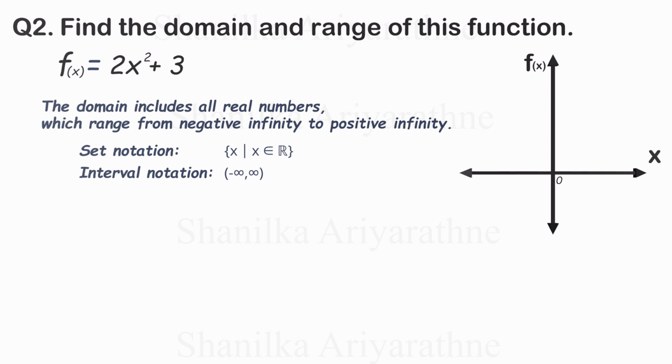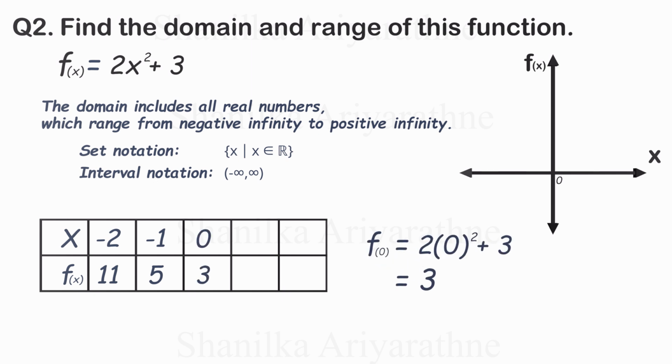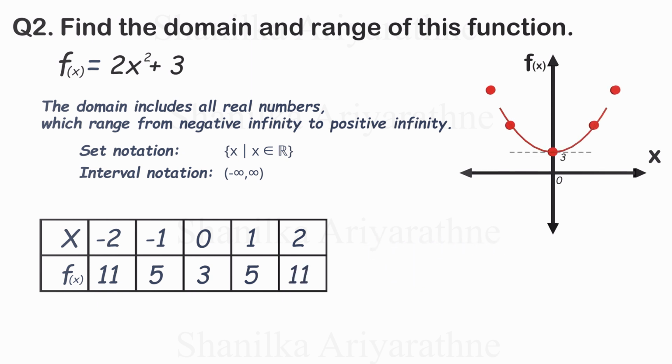This is a quadratic function. Let's substitute some values for x and calculate f(x) to draw the graph. If x is minus 2, f(x) is equal to 11. If x is minus 1, f(x) is 5. If x is 0, then f(x) is 3. If x is 1, then f(x) is 5. If x is 2, then f(x) is 11. Now we can plot the graph using these points.